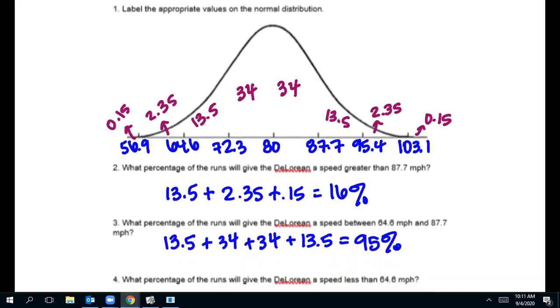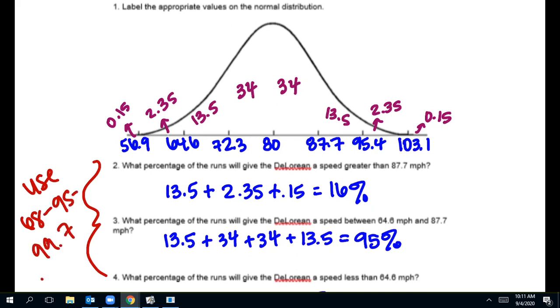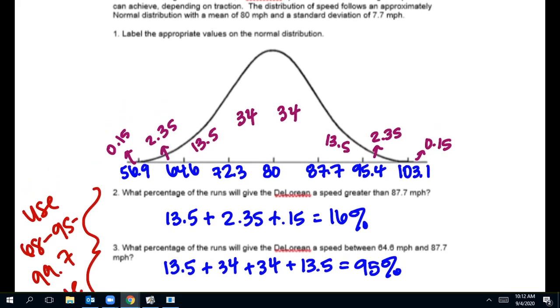And so for 2 through 4, I'm going to write a little note in red for you to copy down. And we are using the 68, 95, 99.7 rule. You can tell that you're going to use that when you have your answers exactly on the labeled normal curve. Then I want to add at the top the normal distribution.